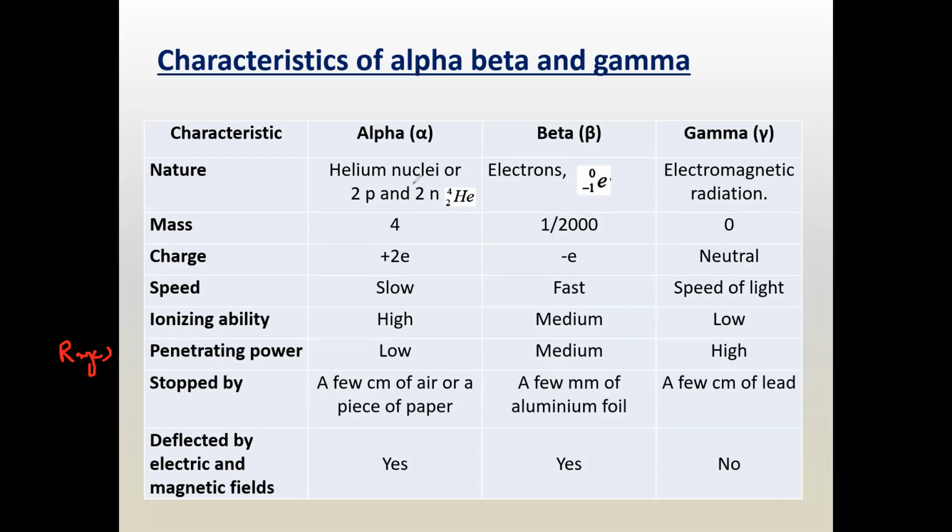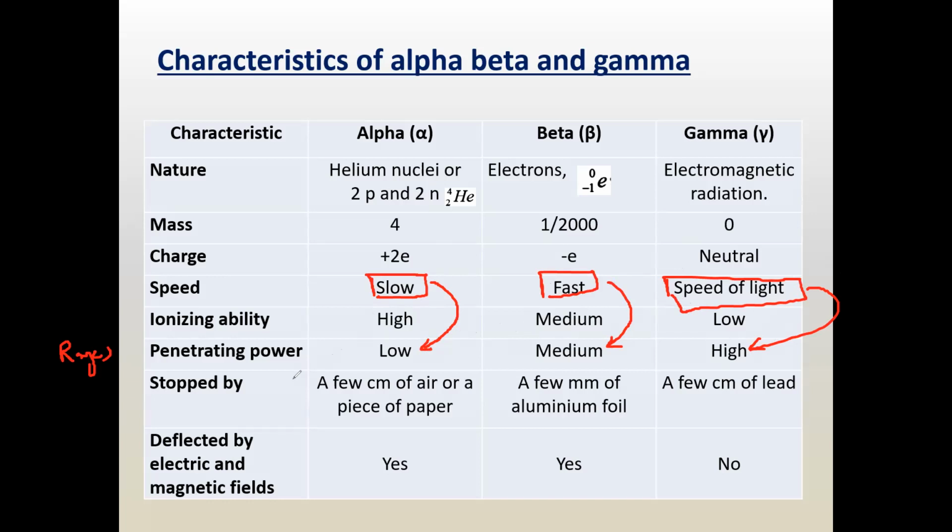Because alpha particles, when we compare, are slow, they cannot cover more distance. So their penetrating power, their power to go beyond or pass through the medium, is low. Beta is moving fast, so their penetration power is medium. And gamma is the fastest one, about the speed of light, so they have a very high penetration power.